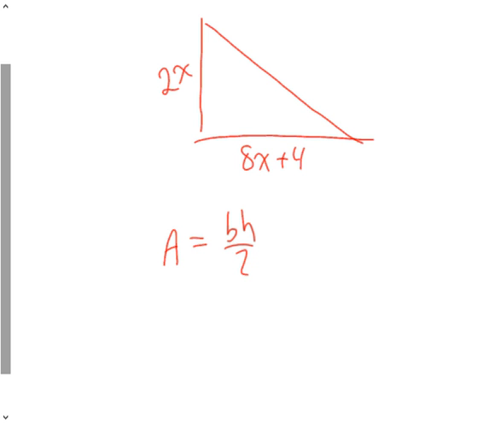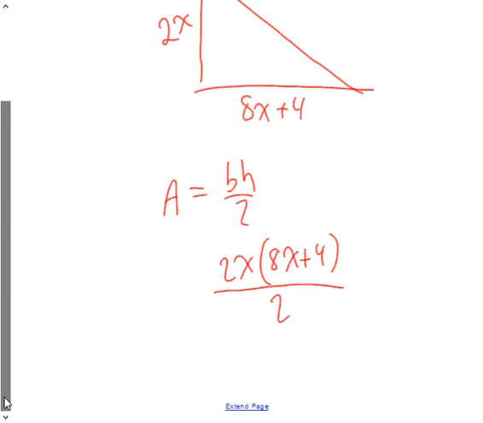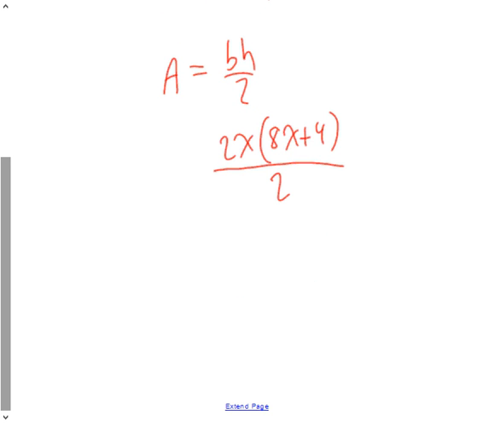And the next thing you have to do is substitute. So your base is a binomial and your height is a monomial. And since it doesn't matter the order in which you multiply them, I'm going to flip things around and go height times base because it doesn't matter. And I'm going to write them as a monomial times a binomial divided by 2. Then I'm going to simplify this.